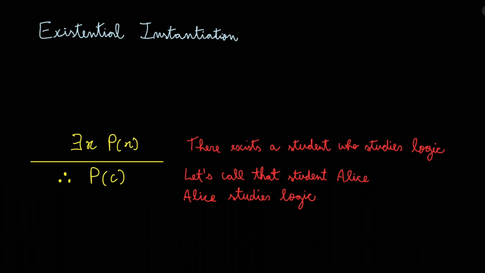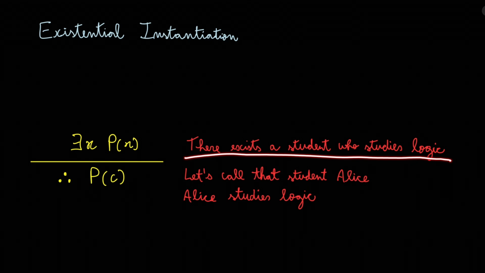Next, existential instantiation. If there exists x such that P of x is true, then P of c is true for some particular c. For example, there exists a student who studies logic. So let's call that student Alice, therefore Alice studies logic.